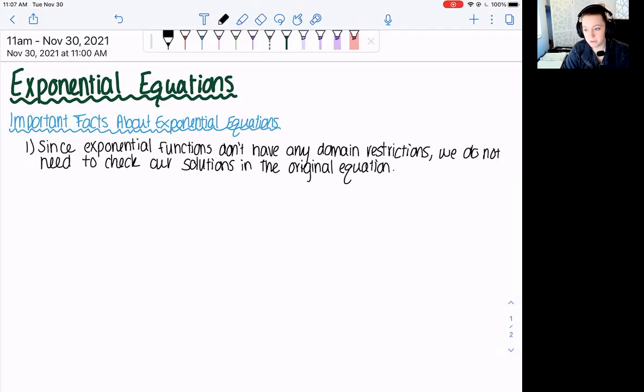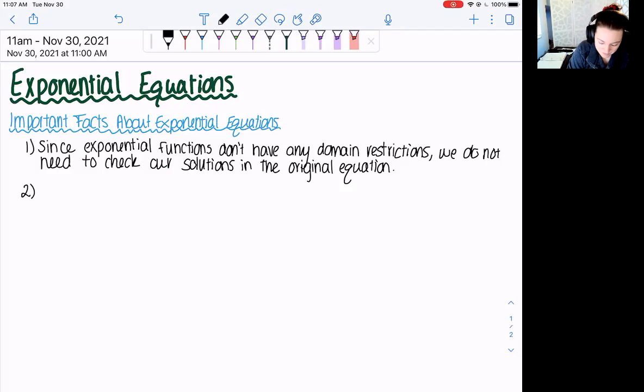Now, you're always welcome, of course, to check your answers in the original equation. It's a great thing to do. You can find out if your answer is right or wrong, but you don't have to as an absolutely necessary step of the procedure. So that's an exciting fact about exponential equations.